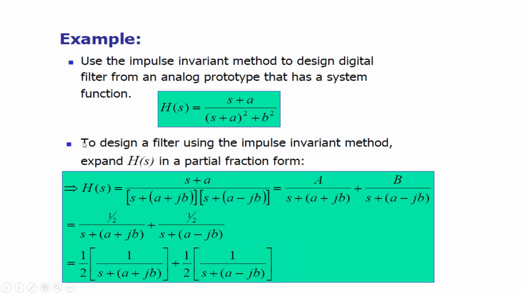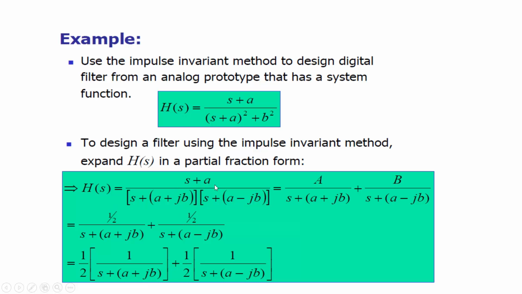Now to design a filter using the impulse invariant method, the standard procedure, we know that once we need to design the digital filter from the analog counterpart, we need to put it in the form so that we can apply the transformation from analog to digital domain. So in that case, you will have to use the partial fractions.